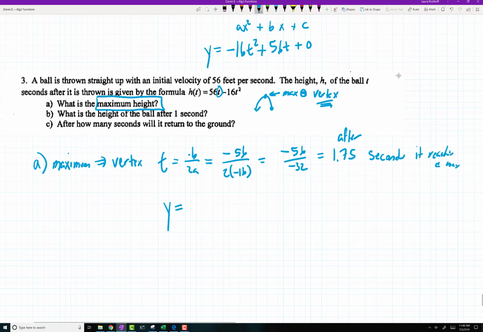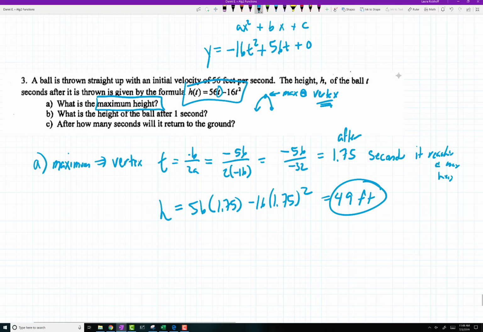Okay. And to find that height, you plug it back in for the y. The height is going to be, put it back into there, 56 times 1.75 minus 16 times 1.75 squared. So if you just plug that in on a calculator, it'll give you 49. So the maximum height is 49 feet, and you get that after 1.75 seconds. So that's one type of question they can ask you when they're giving you this height equation.